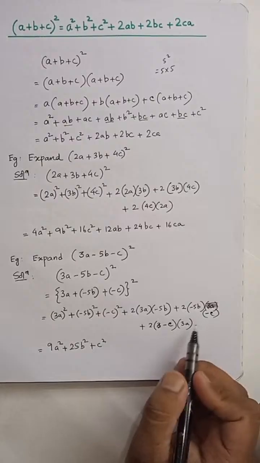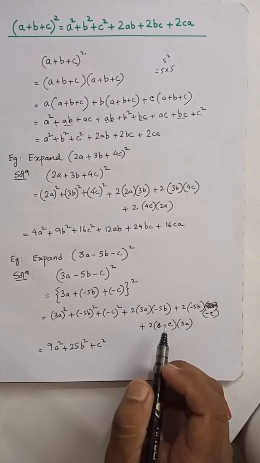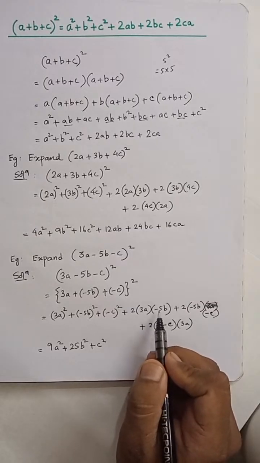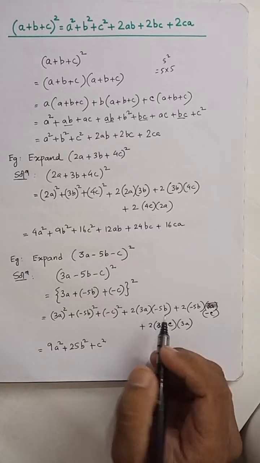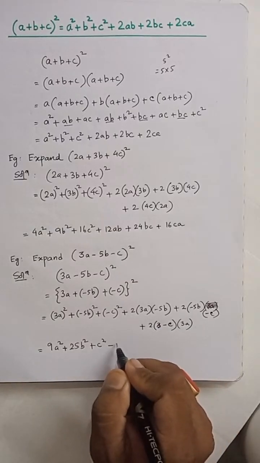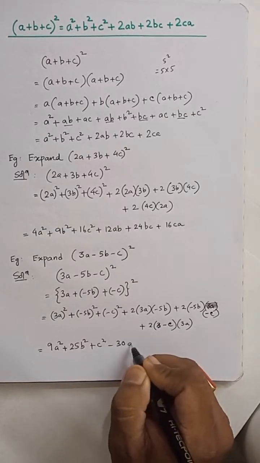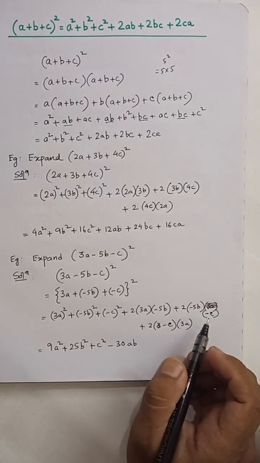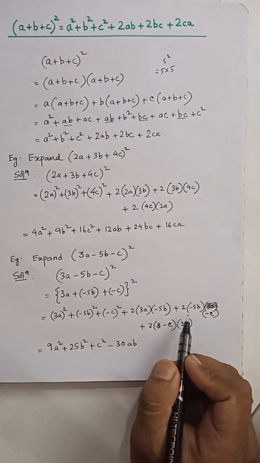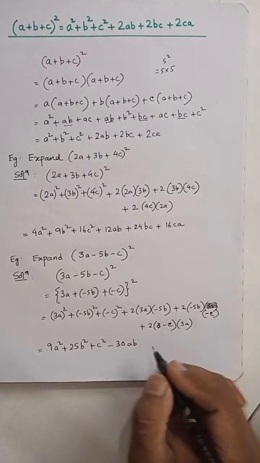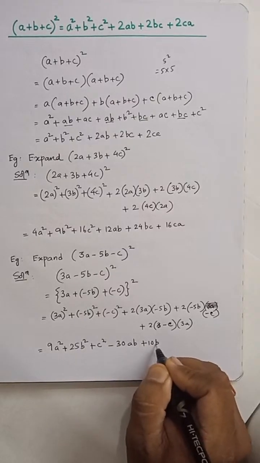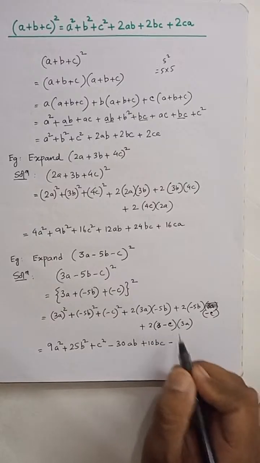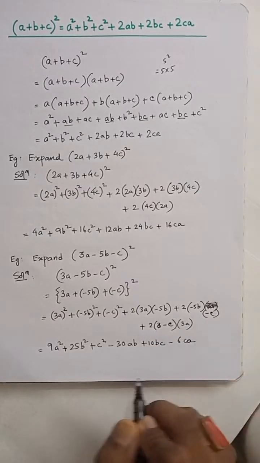Okay, but while calculating these three terms, we have to be careful. 2 into 3 is 6, 6 into minus 5 is minus 30. So negative and positive is negative. So minus 30ab. Then we have negative and negative terms, so our answer will be positive. So we have 2 into 5, 10, 10bc. And then again we will have one more negative term. 2 into 3 is 6ca.